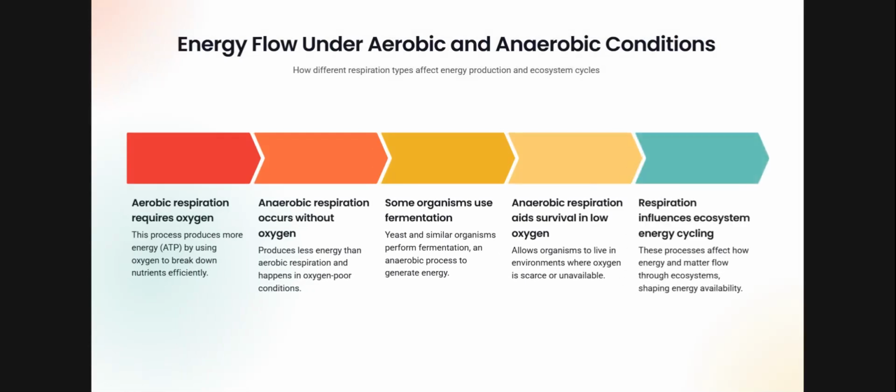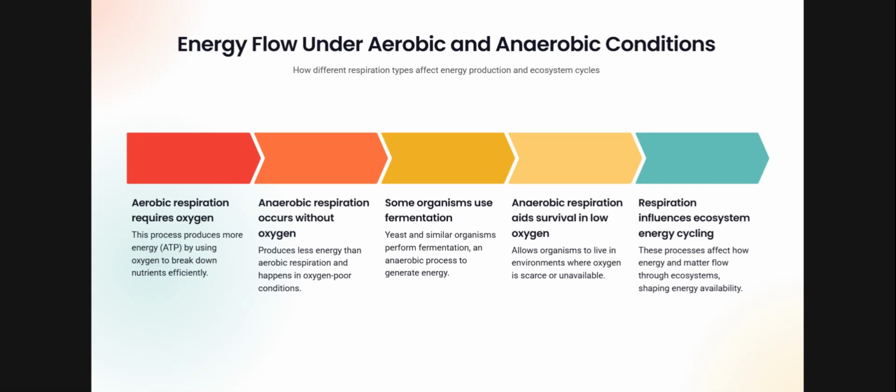How organisms generate energy under different environmental conditions and how these processes impact ecosystems is pretty interesting. Aerobic respiration, as the name suggests, requires oxygen. Aerobic, oxygen. It's the most efficient way for organisms to extract energy from nutrients, producing a higher yield of ATP, the energy currency of cells. This efficiency is why most multicellular organisms, including humans, rely heavily on this process to meet their energy demands.